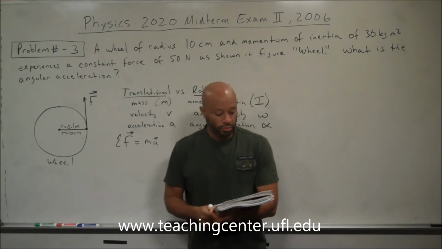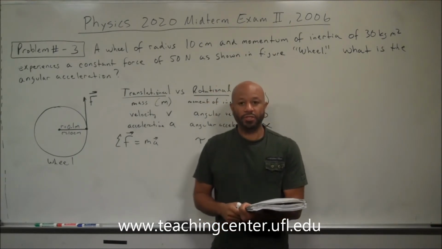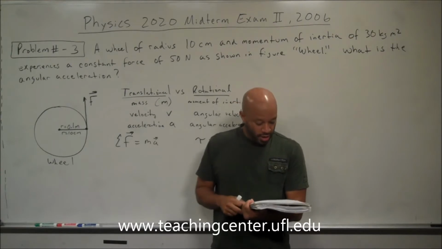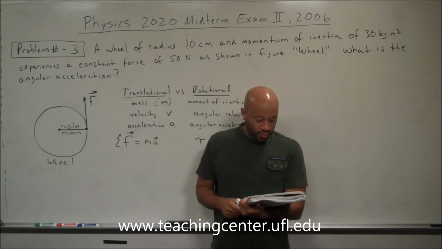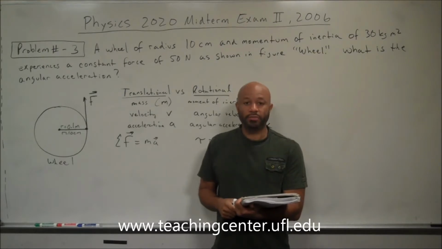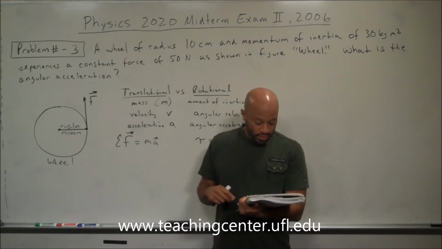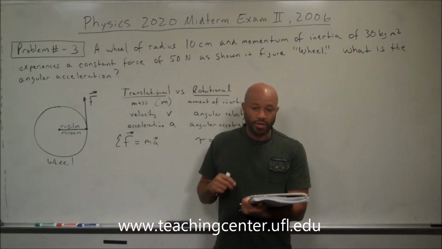Okay, so I'm going to work through problem number 3 for Physics 2020 Midterm Exam 2, year 2006. And this problem says, a wheel of radius 10 centimeters and moment of inertia of 30 kilograms meters squared experiences a constant force of 50 newtons as shown in figure "wheel." What is the angular acceleration?